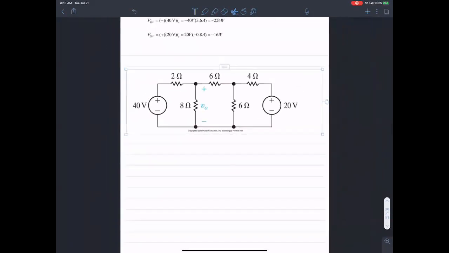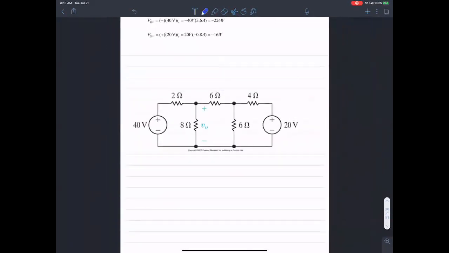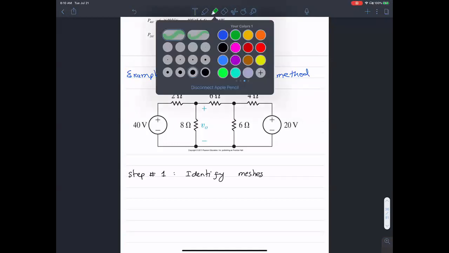Sorry about that. So here is an example of how to apply the mesh current method. Step one is to identify the independent meshes. Identify all the meshes that are present in this circuit.